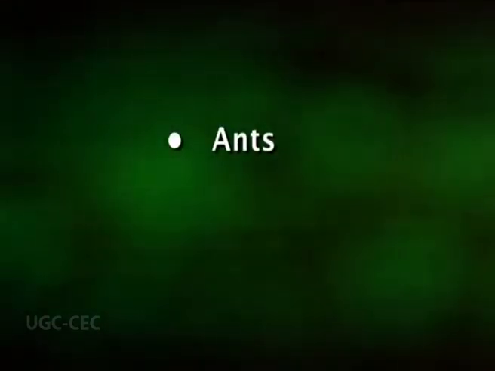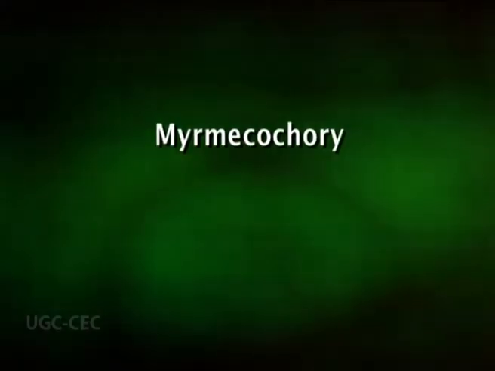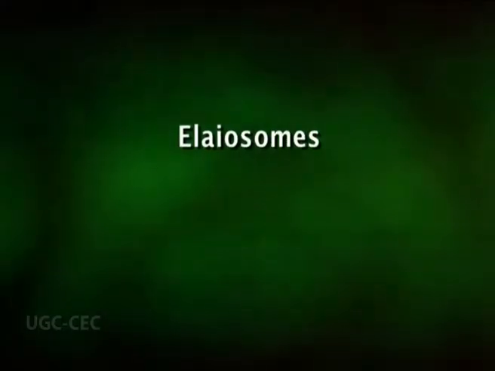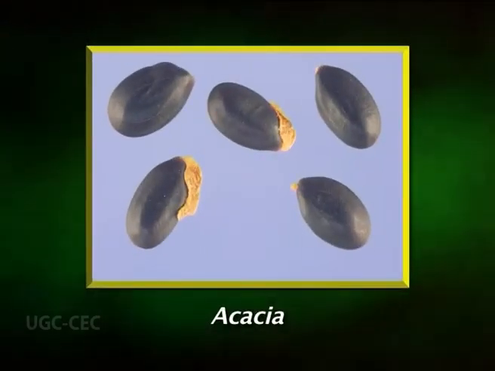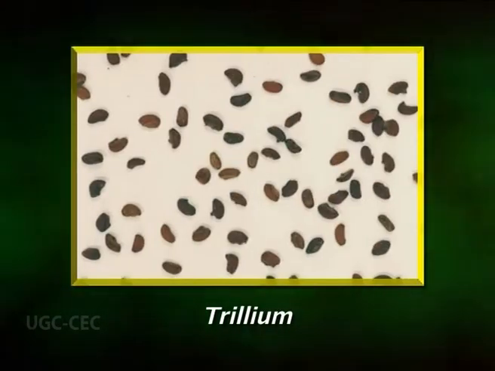Next are the ants. Dispersal of seeds by ants is known as myrmecochory. Foraging ants disperse seeds which have appendages called elaiosomes. Elaiosomes are soft, fleshy structures that contain nutrients for the animals that eat them. Elaiosomes are eaten by ants and the rest of the seed is discarded by them because of being hard and inedible. Such kind of dispersal is seen in the case of Acacia and Trillium, etc.